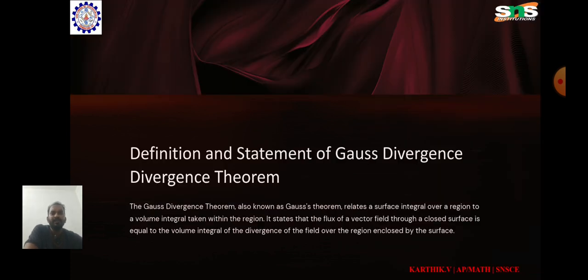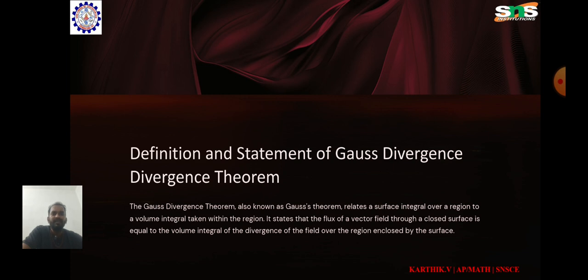Statement of the theorem. Let V be a solid region in space whose boundary S is a closed surface with outward unit normal vector n. If F vector is a vector field defined on an open region containing V and S with continuous partial derivatives, then the Gauss divergence theorem states: the surface integral of F dot dS equals the volume integral of del dot F dV.